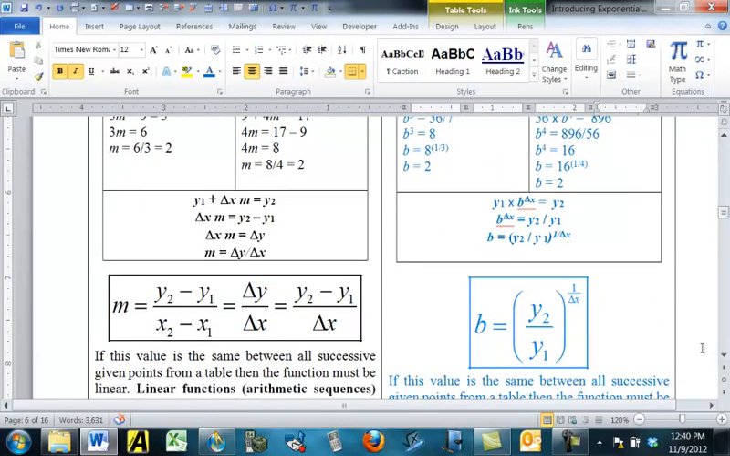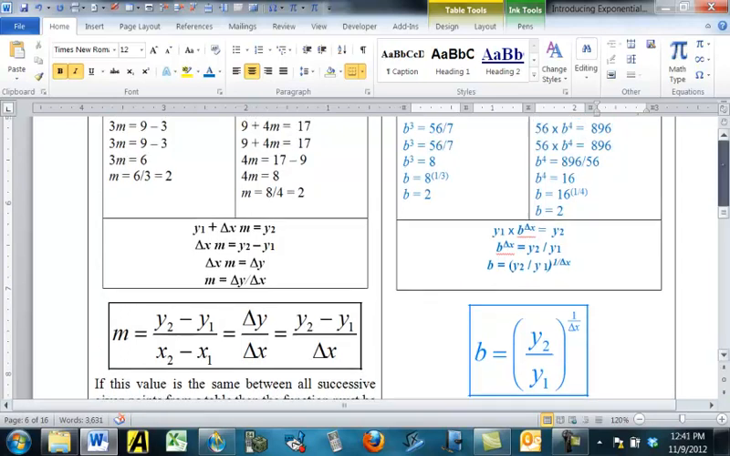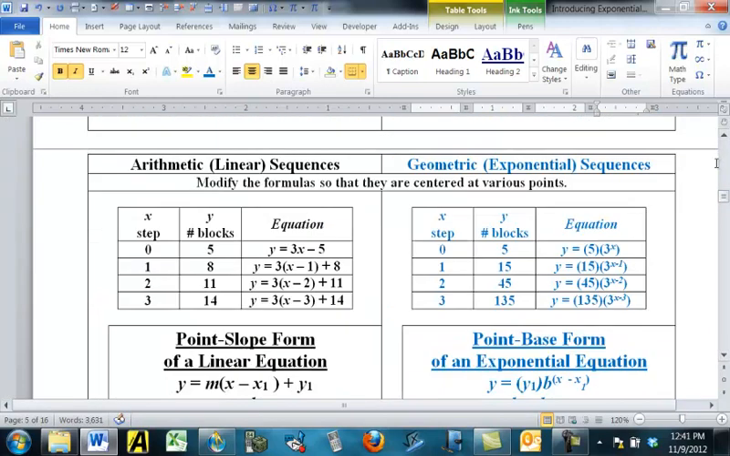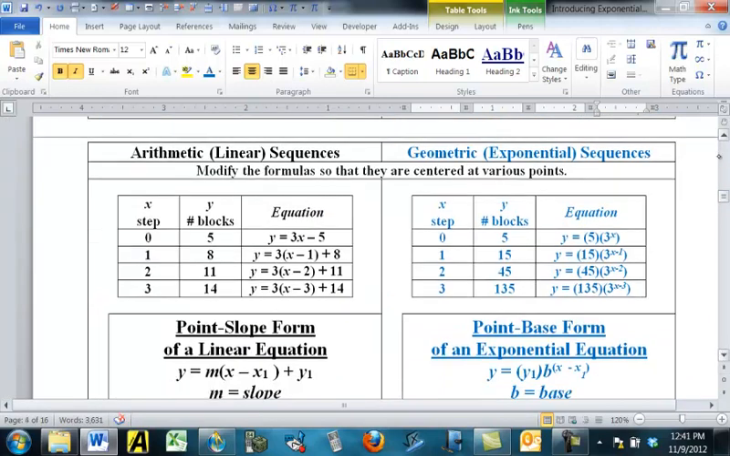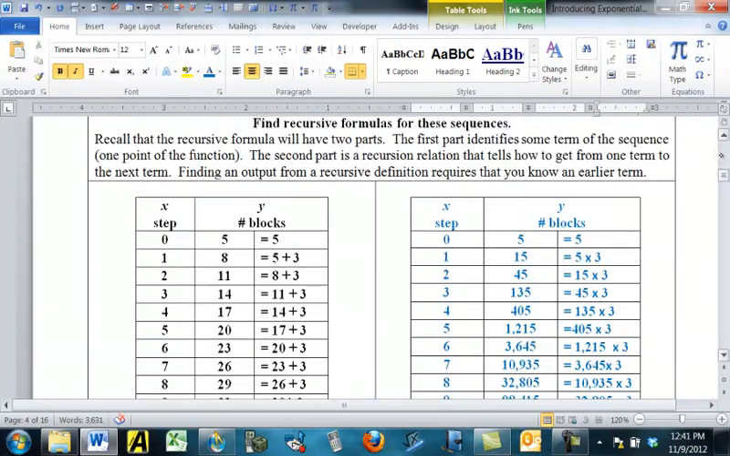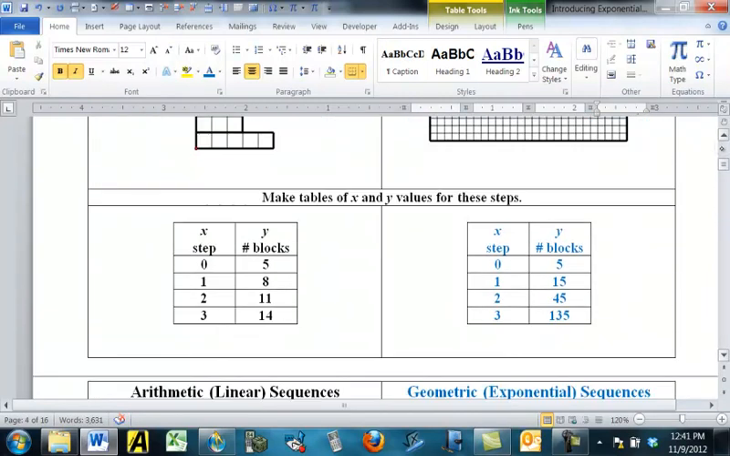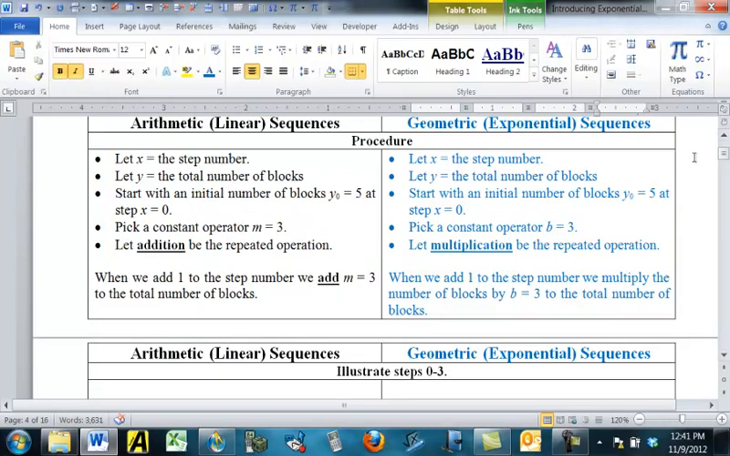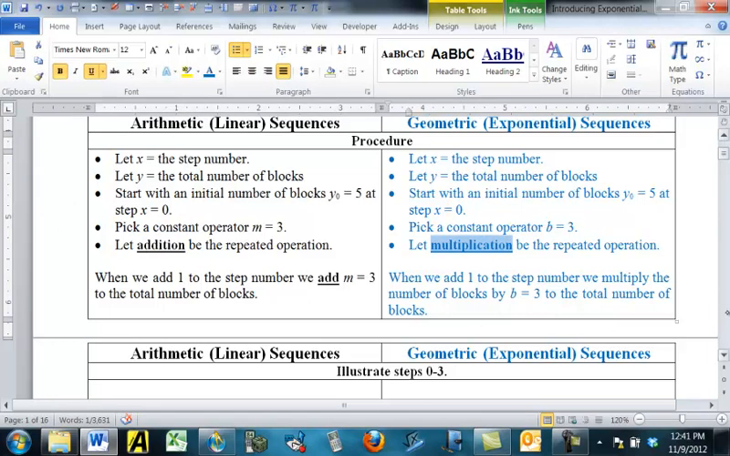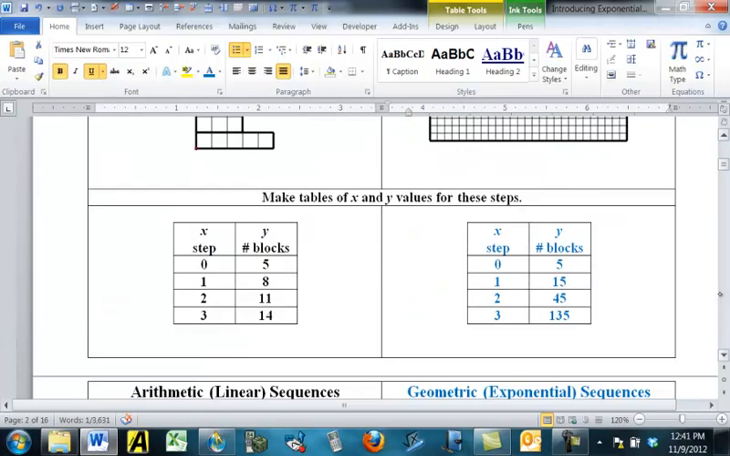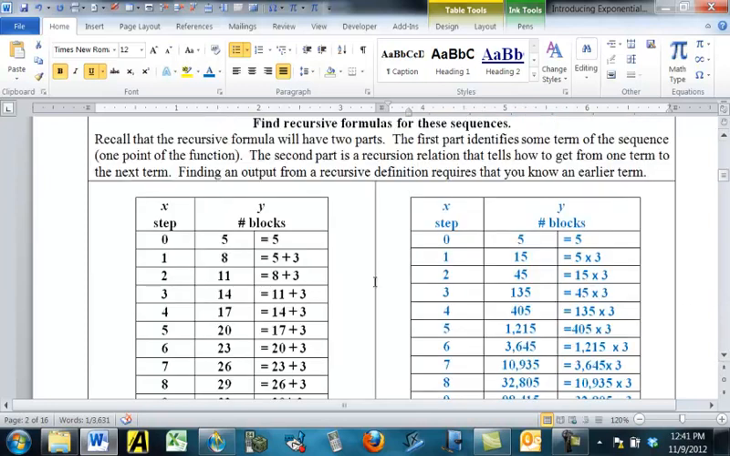The base was just y2 divided by y1 if delta x was 1, but if delta x is not 1, I have to make an adjustment. Now I want you to notice something right away here. When we look up here in this situation, everything is one level higher in the order of operations on the exponential side. What was addition in the arithmetic is multiplication in the geometric. When we have this set up here, everywhere you see a plus on the left, you're going to see a times on the right.